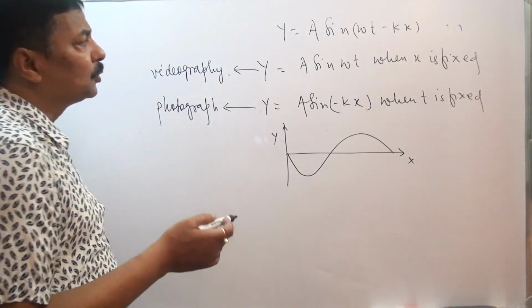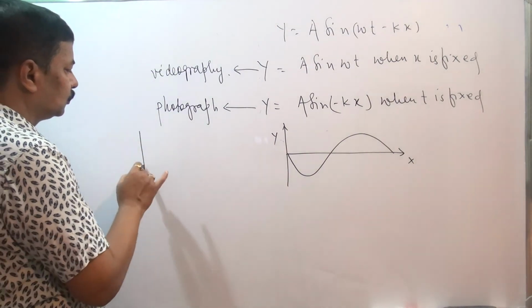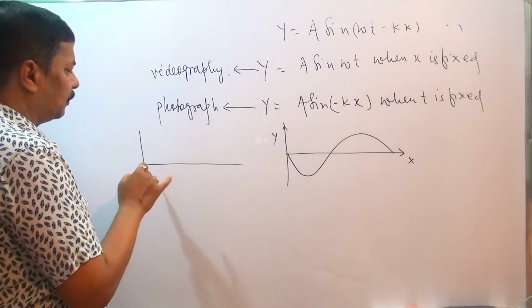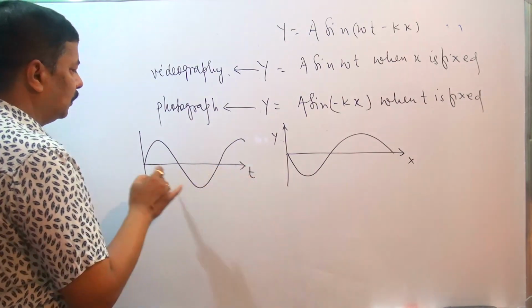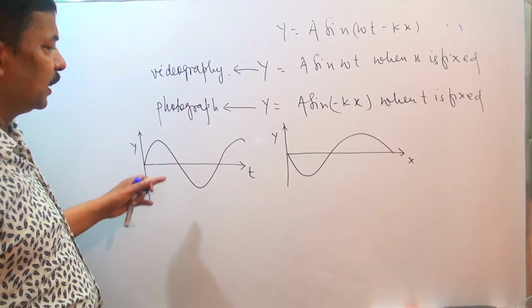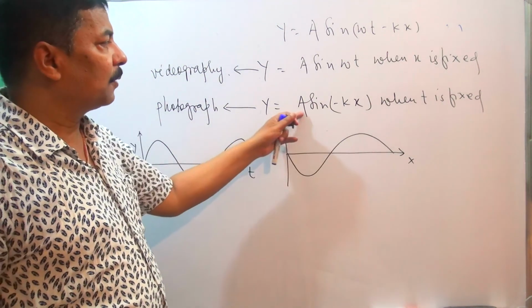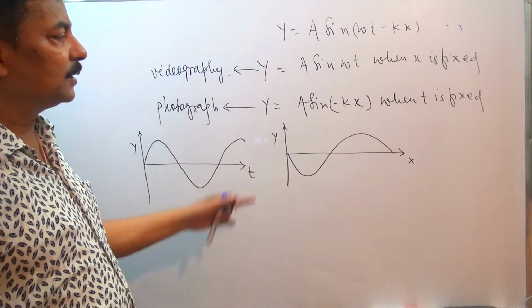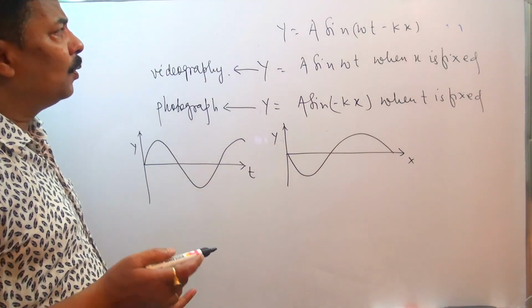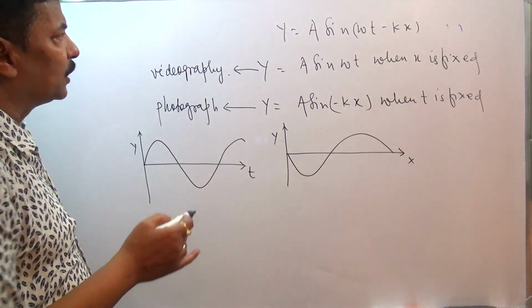And if you want to see this one, you will be getting a sine curve with t. Here you see, this is the yt curve, this is the yx curve. So the yx curve in this case is in this way, and the yt curve in this case is in this way. Now what next I would like to tell you, suppose I am changing the equation.